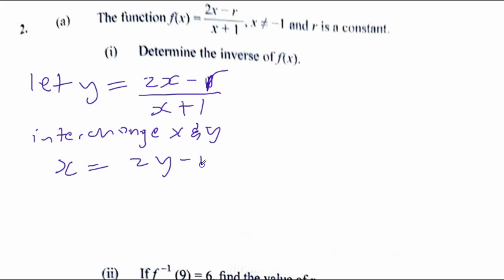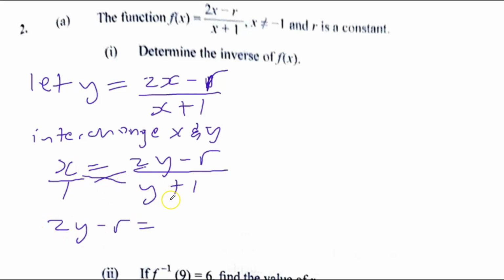So 2y minus r over y plus 1. And after interchanging, we solve for y. So let's put the x over 1 here. We can just simply cross multiply. Alright, so if we cross multiply, we'll have 1 times 2y minus r. That's 2y minus r. And x times y plus 1. Let me write it. x times y plus 1 is equal to 2y minus r. x times y, that's xy.